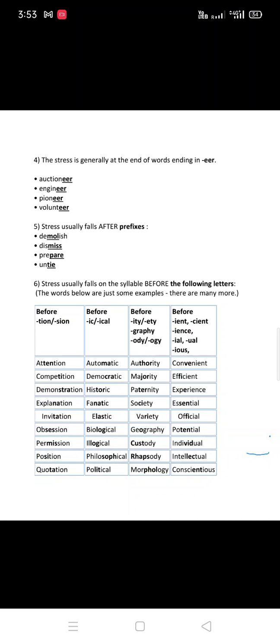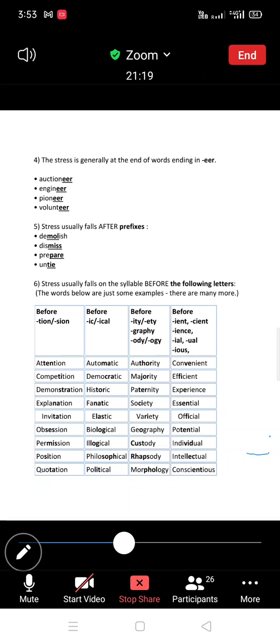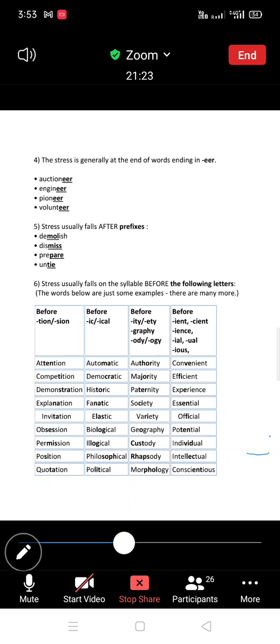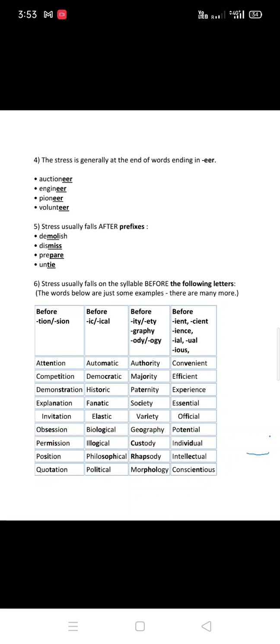Rule number 4 is, the stress is generally at the end of words ending in eer, like engineer, pioneer, auctioneer, or volunteer. So, all those words ending in eer, we have to give stress on the last syllable, that is eer, engineer, pioneer, or volunteer.